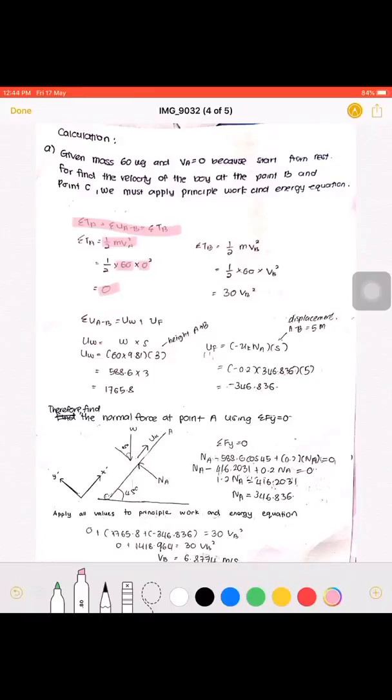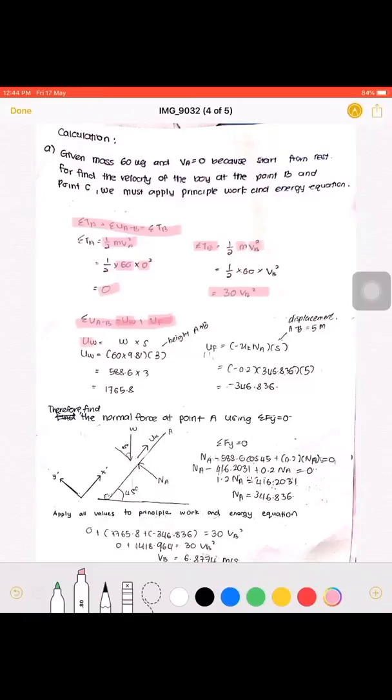For kinetic energy at point B, the mass is 60 kg and VB is the thing that we need to find. So here is the answer with an unknown. This one is the formula of work done by all external and internal force components from A to B. UW, this one, is the work of weight, while UF is the work of friction.